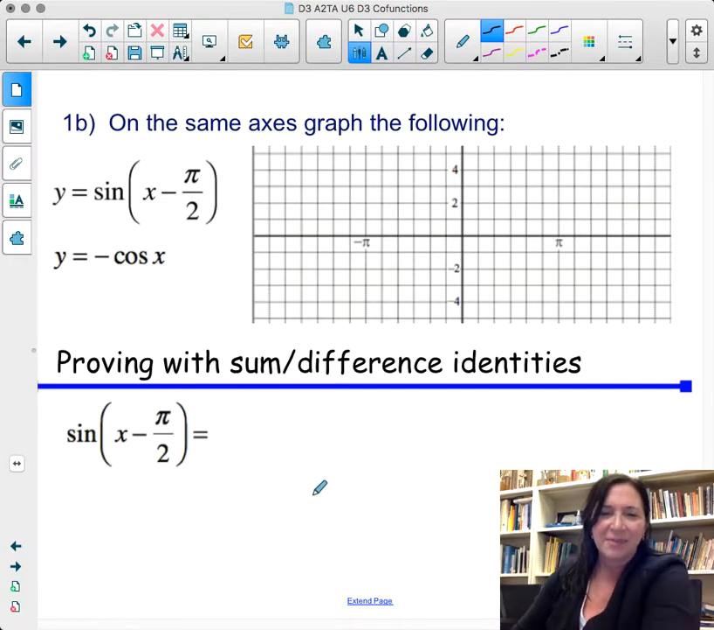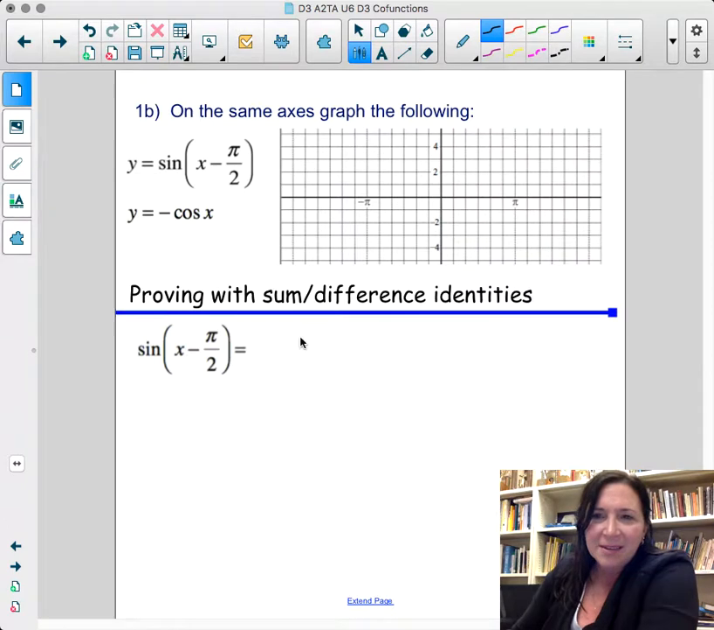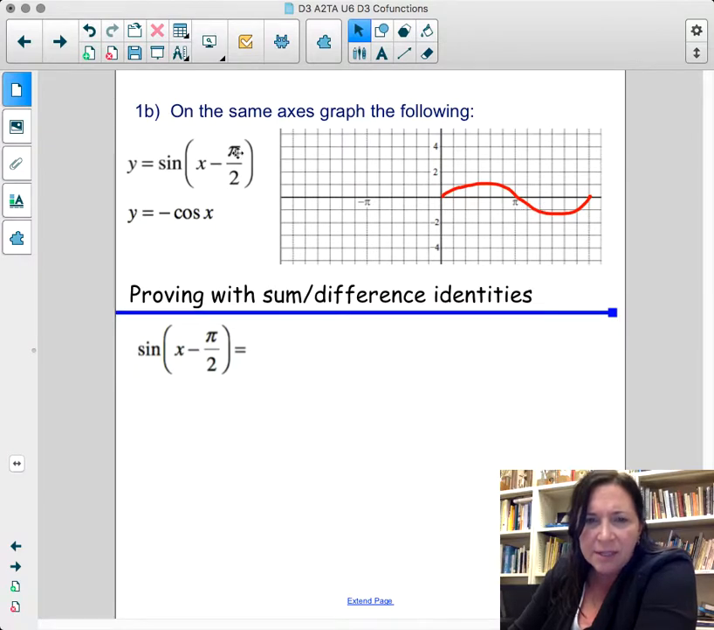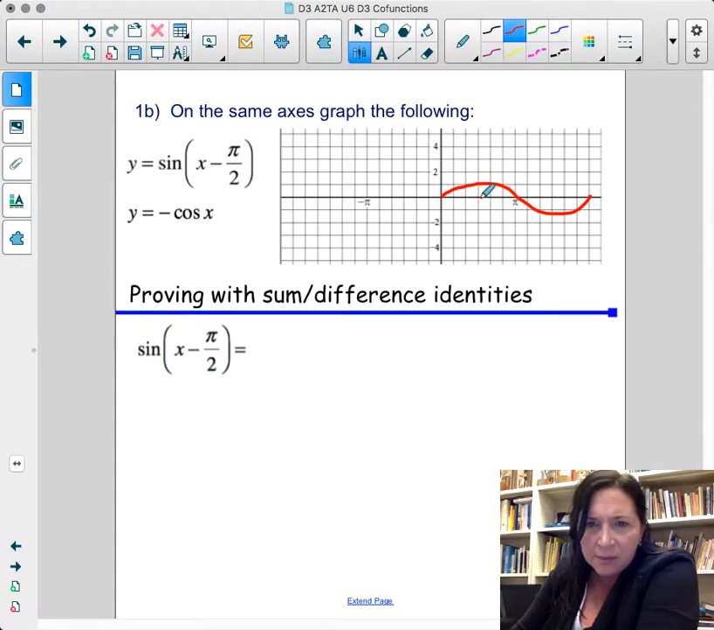So let's do this again. So what we have here is sine of x minus pi over 2. So I'm going to redraw my sine graph. And sine does this. Okay. And then from here, we have sine of x minus pi over 2. So what we're going to do here is this says plus pi over 2. So that means that pi over 2 is here.